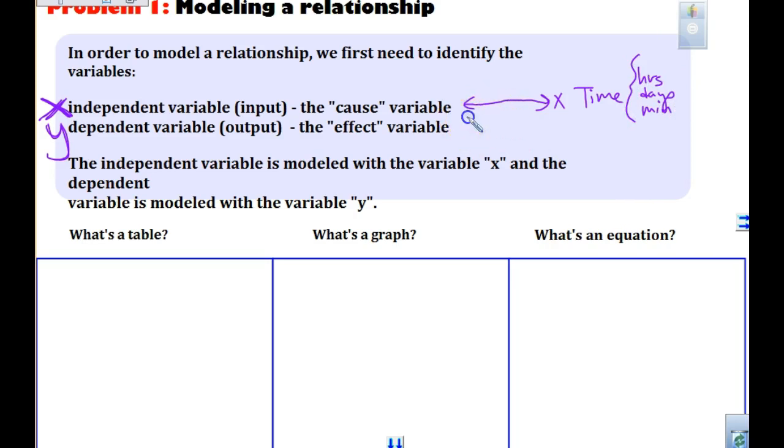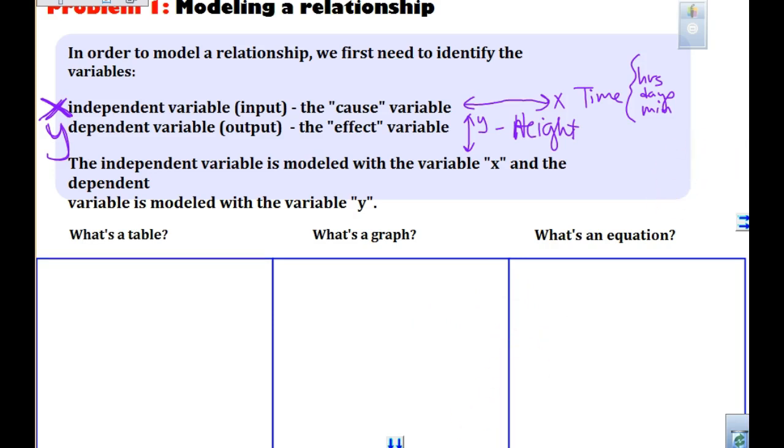Our dependent variable is our y-axis. The y-axis is our vertical axis that we are looking at. So that is the effect variable. In this case, that would have been our age, or our height, right? If we are looking at the situation, we're looking at our time, how old we are, and we're looking at our height. So x is independent, y is dependent. The independent variable is usually modeled by the variable x, and our dependent variable is going to be modeled by our variable y.